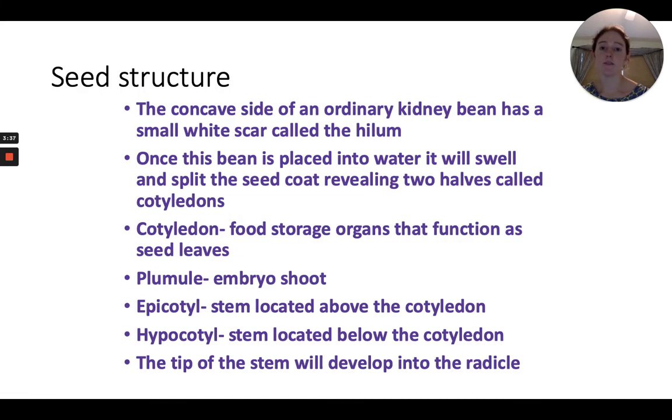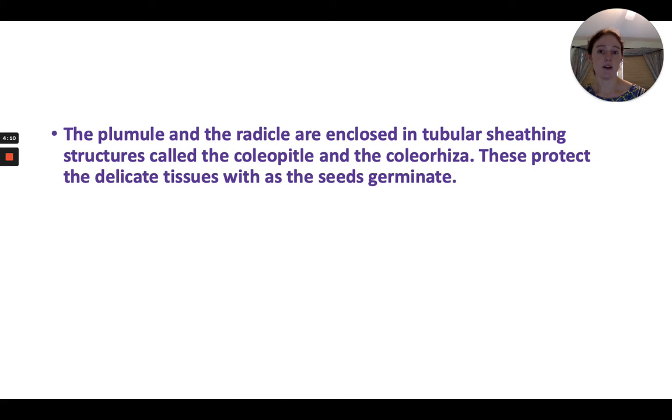For seed structure, you have the concave side of an ordinary kidney bean. It has a small white scar called the hilum. I use kidney beans because it's the easiest one to see that hilum on. Once the bean is placed into water, it's going to swell up, and it's going to split the seed coat, revealing two halves called the cotyledons. The cotyledon is going to be the food storage organs that function as the seed leaves. The plumule is the embryo shoot. The epicotyl is a stem located above the cotyledon. The hypocotyl is the stem located below the cotyledon, and the tip of the stem will develop into the radicle.